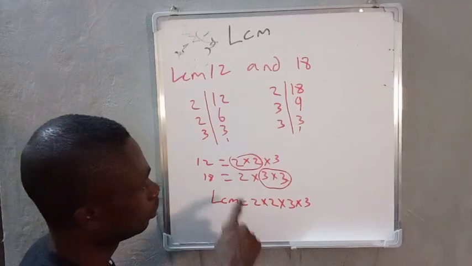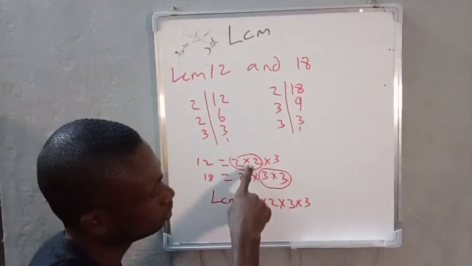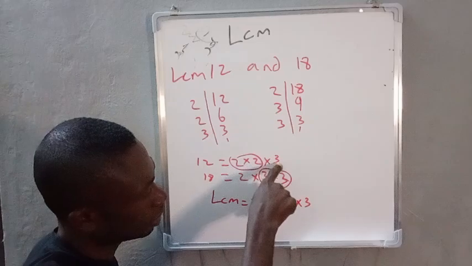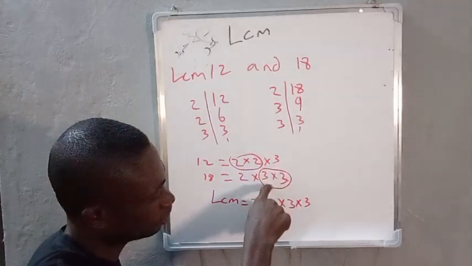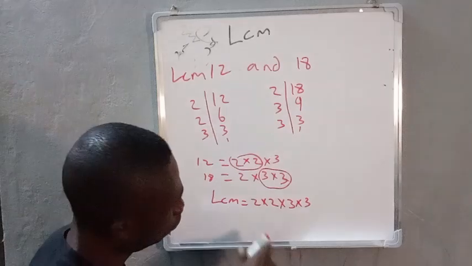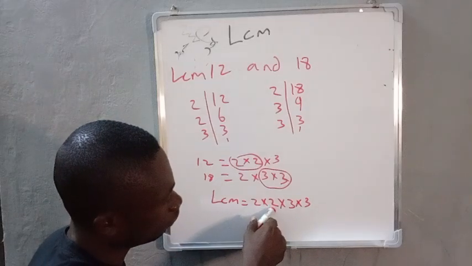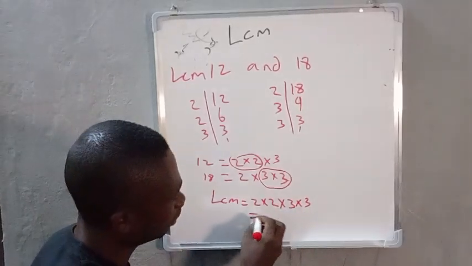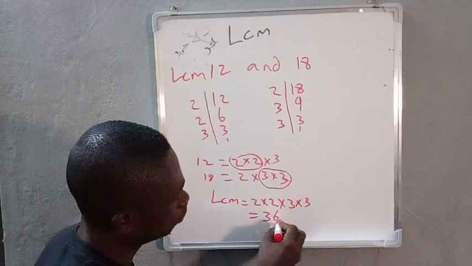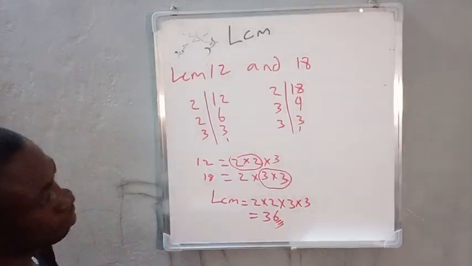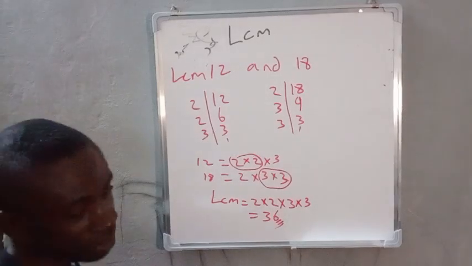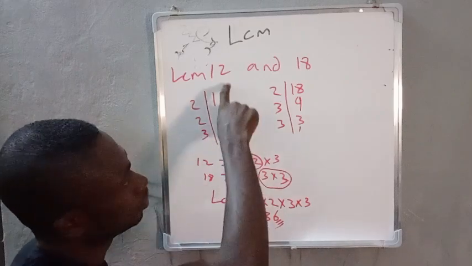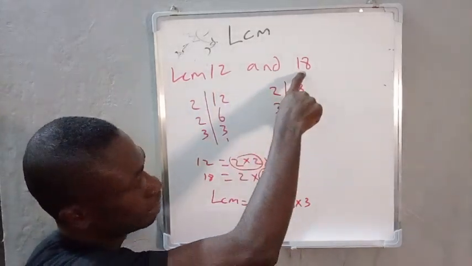So this 2 is appearing twice here, 2 times 2. We don't need to pick this 2 here again because I picked the 2 that has the highest occurrence here. Now 3 is here. You don't need to pick this 3 again because you have the 3 with the highest occurrence here. Now 2 times 2 is what? 4. 4 times 3 is what? 12. 12 times 3 is what? 36. So your LCM is 36. This is how to calculate LCM. So this is the LCM of 12 and 18.